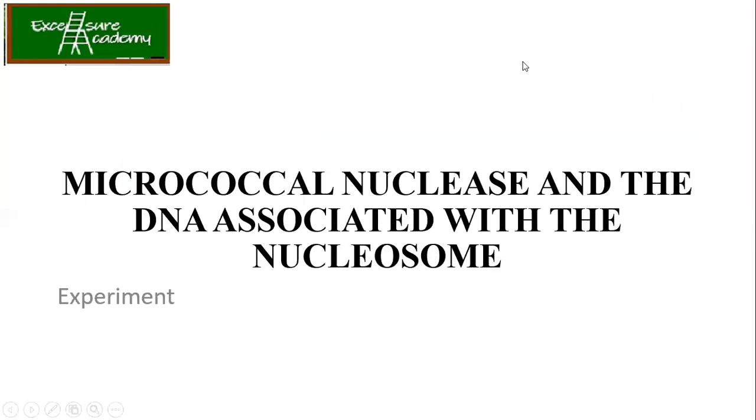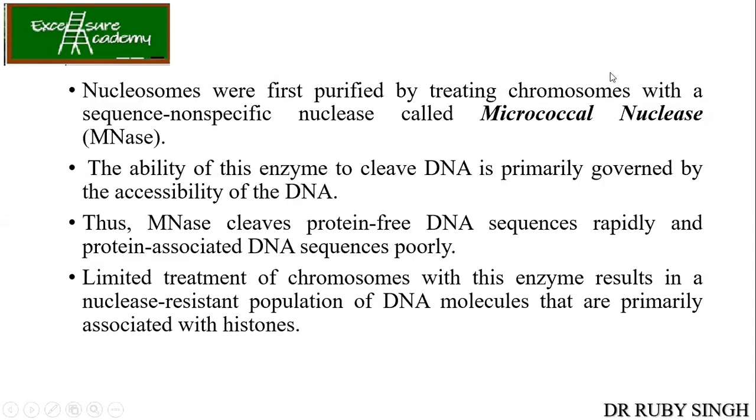Now let's study the experiment which helped in knowing that the length of the DNA wrapped around the histone proteins is nearly 147 base pairs. That experiment is known as the micrococcal nuclease experiment, on the DNA associated with the nucleosome. Here, nucleosomes were first purified by treating the chromosomes with a sequence non-specific nuclease called micrococcal nuclease, or MNase. Now guys, you need to remember a few things here, like what enzyme we have used and how the chromosomes were purified.